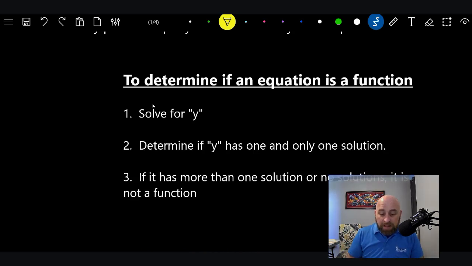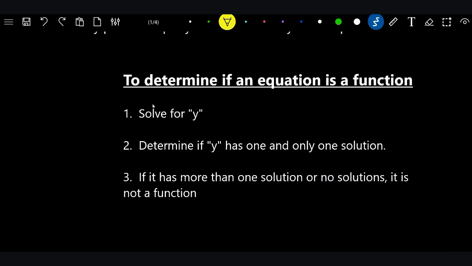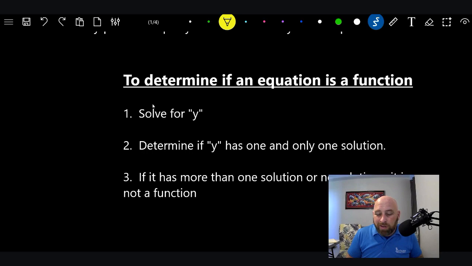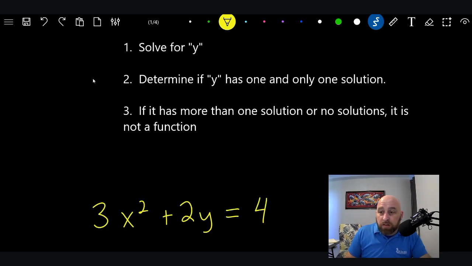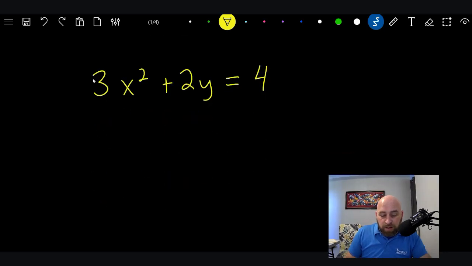Second, we want to determine if the solution has one and only one solution. Number 3, if it has more than one solution or no solutions, it is not a function. If it only has one, then it is a function. So in this little section on page 457, all we're doing is saying yes or no, this is a function. We're just determining if it's a function. So let's go ahead and look at some of these.